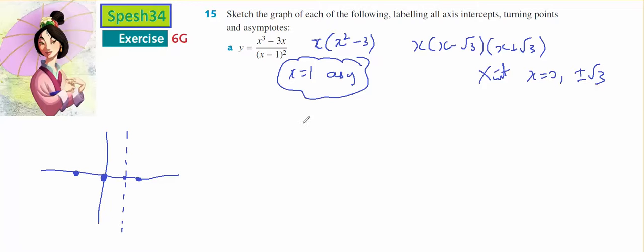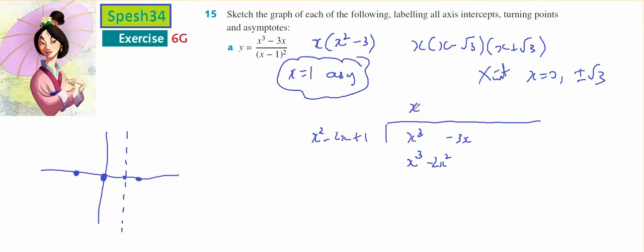into the correct form. So I've got x squared minus 2x plus 1 divided into x cubed minus 3x. X squared goes into x cubed x times. X times that is x cubed. X times that is minus 2x squared. X times that is plus x. Subtract, that gives me 2x squared minus 3 and minus 4x.